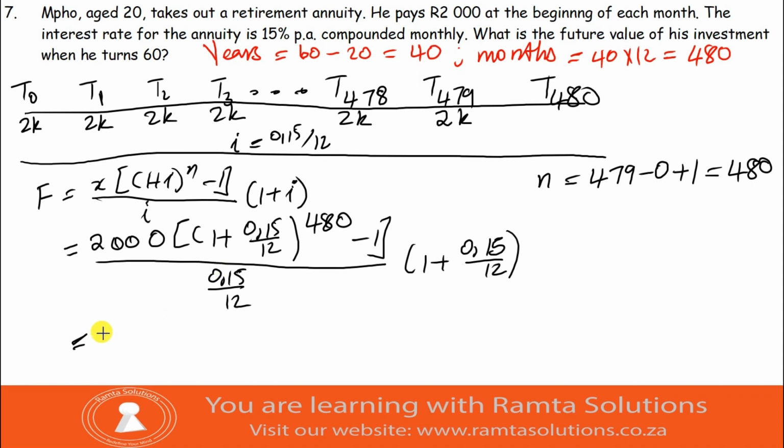Now, Mpho, what do you have at the end, when you turn 60? He will have 62,807,510 rands and 92 cents. Let me repeat it. When he turns 60, he will have 62,807,510 rands and 92 cents.